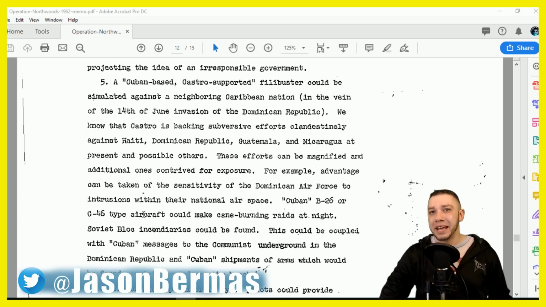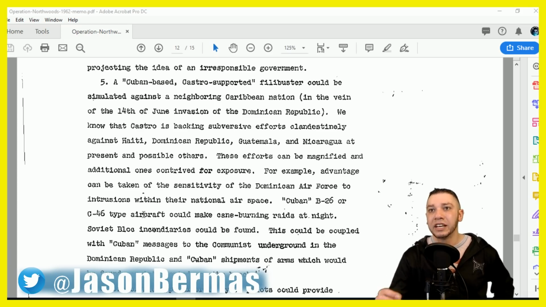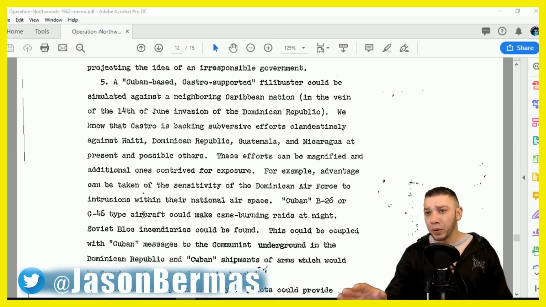5. A Cuban-based, Castro-supported filibuster could be simulated against a neighboring Caribbean nation, in the vein of the 14th of June invasion of the Dominican Republic. We know that Castro is backing subversive efforts clandestinely against Haiti, the Dominican Republic, Guatemala, and Nicaragua at the present, and possible others. These efforts can be magnified and additional ones contrived for exposure. So let's break that part down. They're saying that they're already kind of embattled with these other nations, so let's turn the heat up with some contrived nonsense, okay, for exposure.